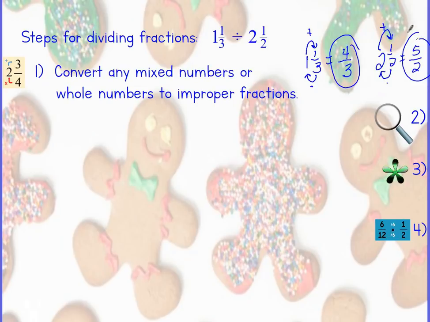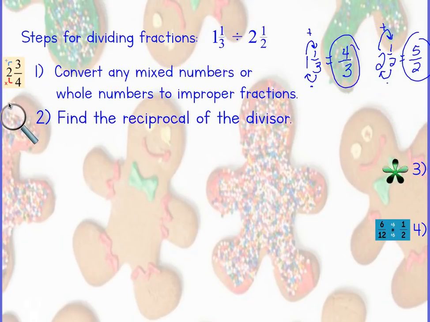And now remember, the order is important. So you want to make sure that you know that 4/3 goes with 1 1/3 and that 5 halves goes with 2 1/2, because you cannot rearrange that order. So now my steps become exactly the same as they were before.